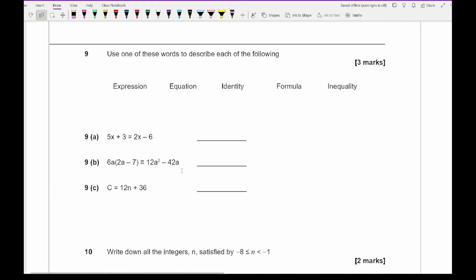Moving on to question 9, it says use one of these words to describe each of the following. So again, an expression is something where you haven't got an equal sign but multiple letters. An equation is where you've got an equal sign with one letter. An identity is where you've got those 3 lines. A formula is where you've got equals with more than 1 letter. And an inequality is something that's got an inequality sign. So 9a is an equation, 9b is an identity, and 9c is a formula.